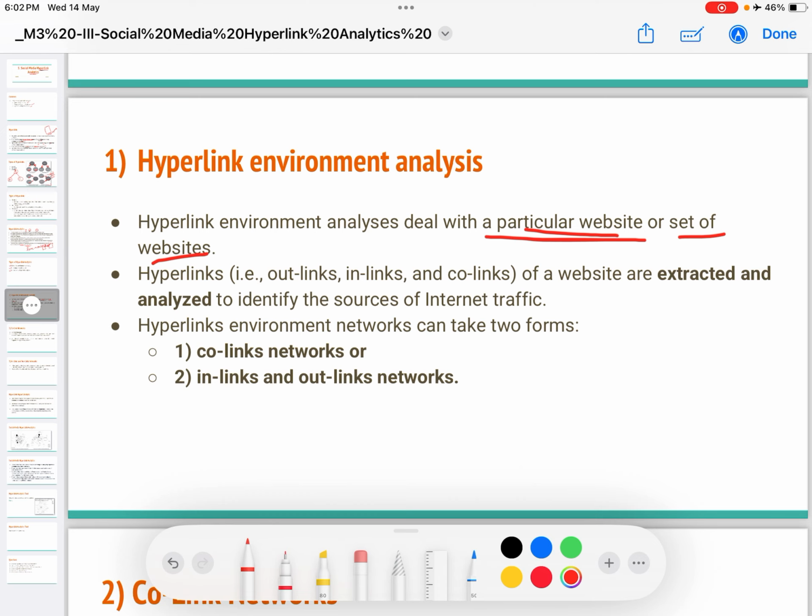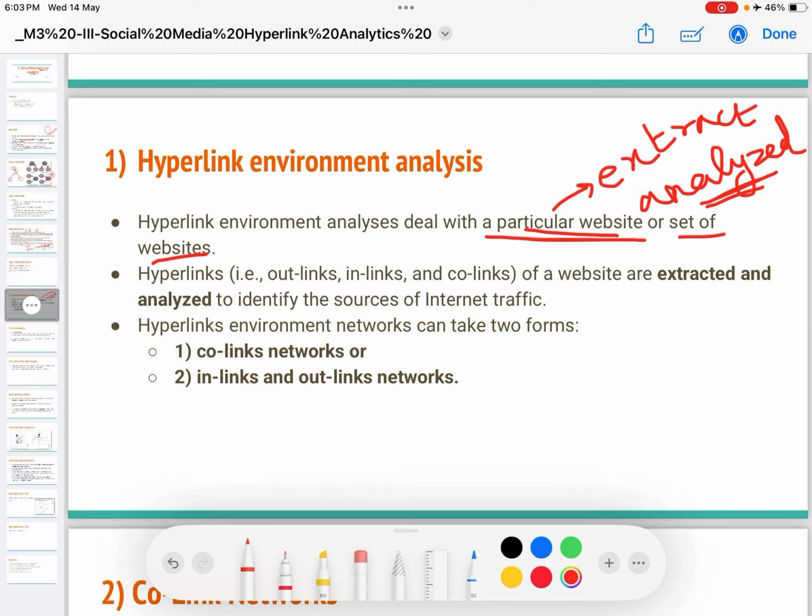Hyperlinks, that is outlinks, inlinks and colinks of a website, are extracted and analyzed to identify the sources of internet traffic. So the hyperlinks from a particular website are first extracted, and then they are analyzed. Why are they analyzed? They are analyzed for the internet traffic: how much traffic is being drawn by this particular website.